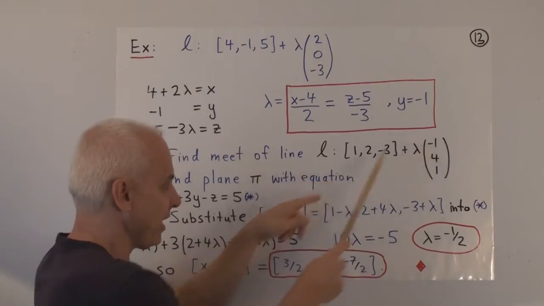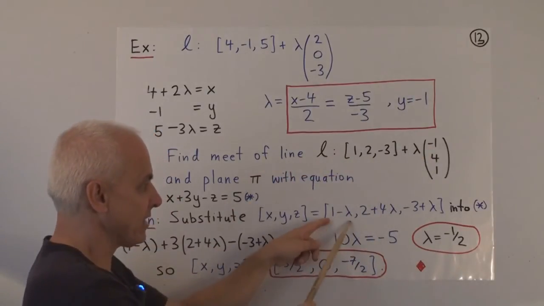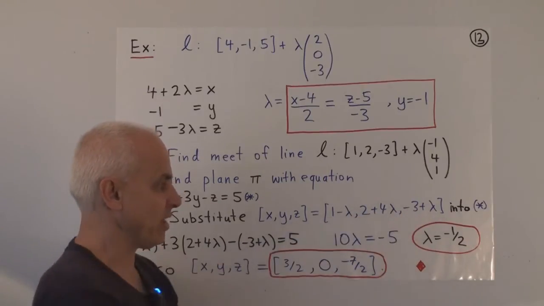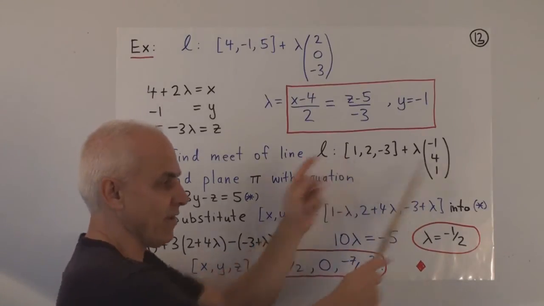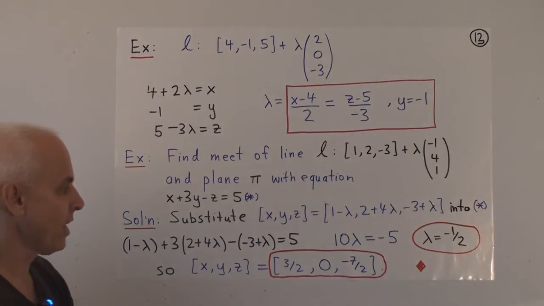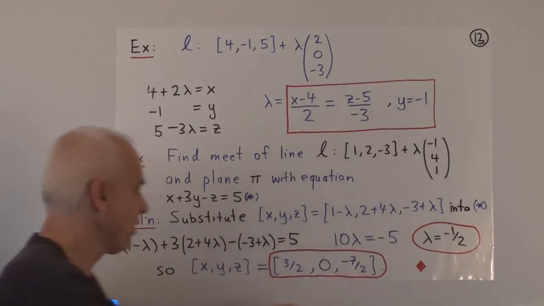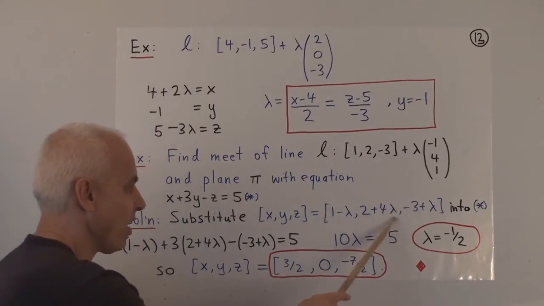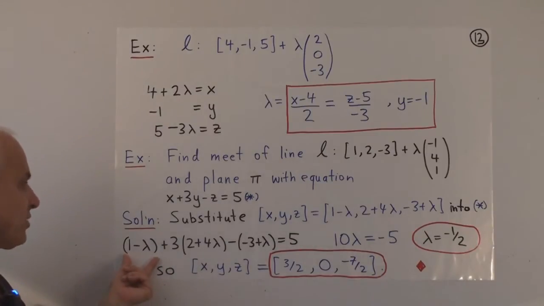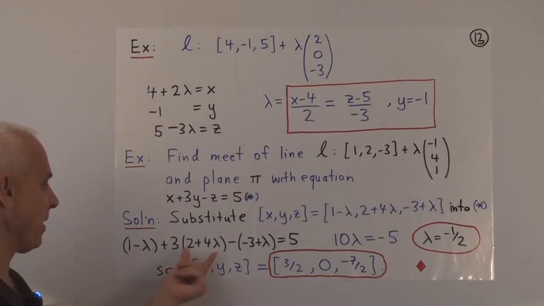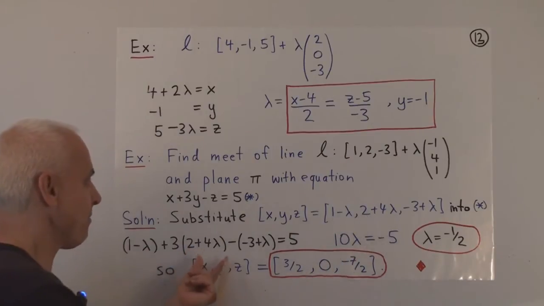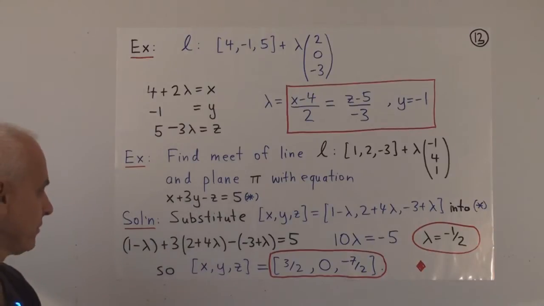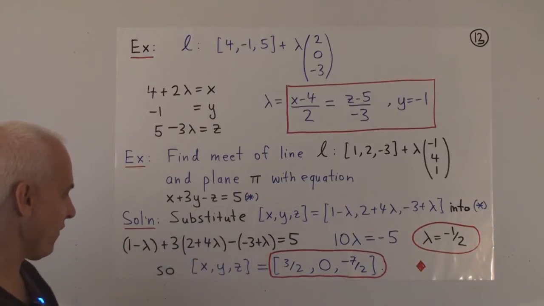Just combining the x, the y, and the z. The x is altogether 1 minus lambda. The y is 2 plus 4 lambda. The z is minus 3 plus lambda. That's another way of writing this. So I'm going to plug this into our equation of the plane. There's x, there's y, there's z. So we get, there's x, 1 minus lambda, plus 3 times y, minus z. And that should equal 5. All right, that's a single equation involving lambdas.